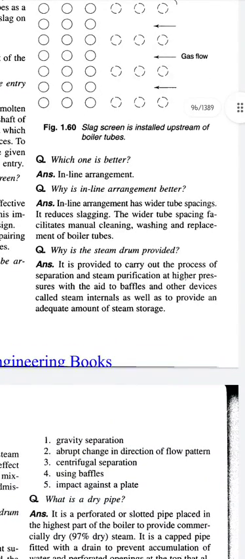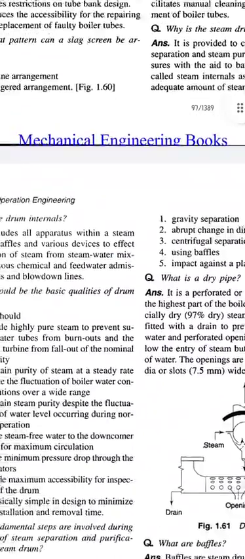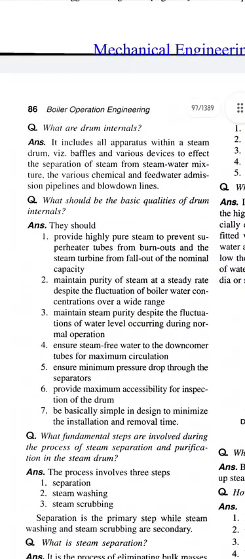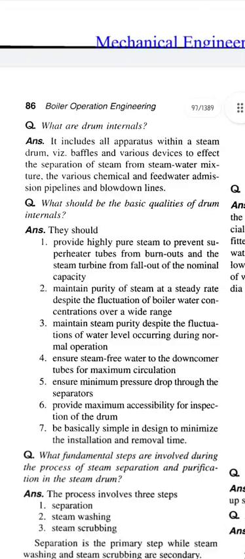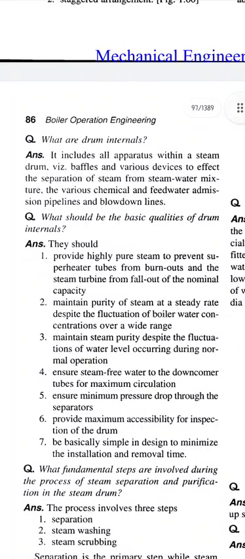It is provided to carry out the process of separation and steam purification at higher pressures with the aid of baffles and other devices called steam internals, as well as to provide an adequate amount of steam storage. A question: what are the drum internals? Answer: it includes all apparatus within a steam drum, such as baffles and various devices to affect the separation of steam from steam-water mixture, the various chemicals, the feed water admission pipelines and blow down lines.